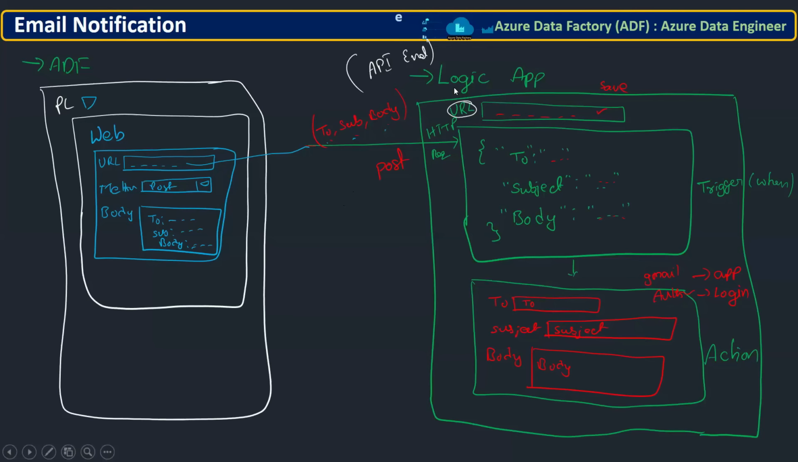So, configure the simple logic app. Decide what values you are going to receive dynamically, and configure them in the corresponding positions in the sending app. Then this is the URL generated. That URL you configure in the web activity, and the values you want to send, you configure them. Then by triggering the pipeline, it will call the logic app. The logic app is going to execute, then send the email.